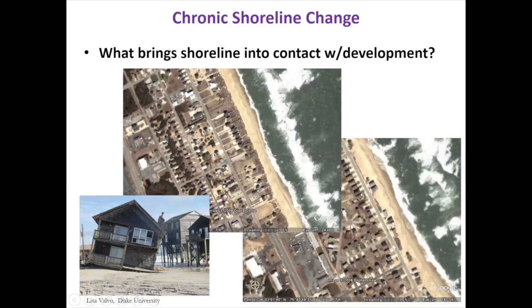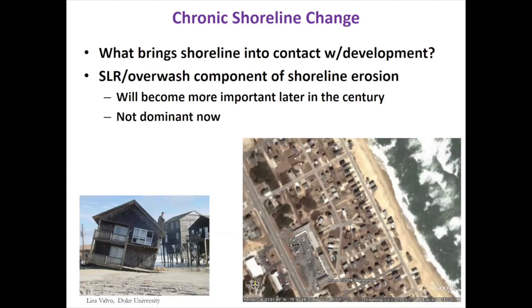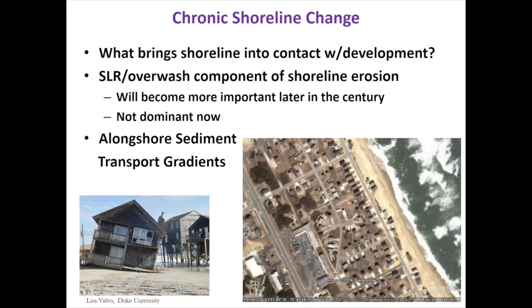So what causes this long-term erosion? Part of the answer is the component of shoreline erosion that's related to sea level rise via overwash that Laura talked about. This is going to become a stronger signal later in the century as sea level rise rates increase. But at least for now, in most locations, the dominant cause for ongoing shoreline erosion, or in some places shoreline accretion, building seaward, is related to gradients in alongshore sediment transport on relatively large scales that I'll talk about.